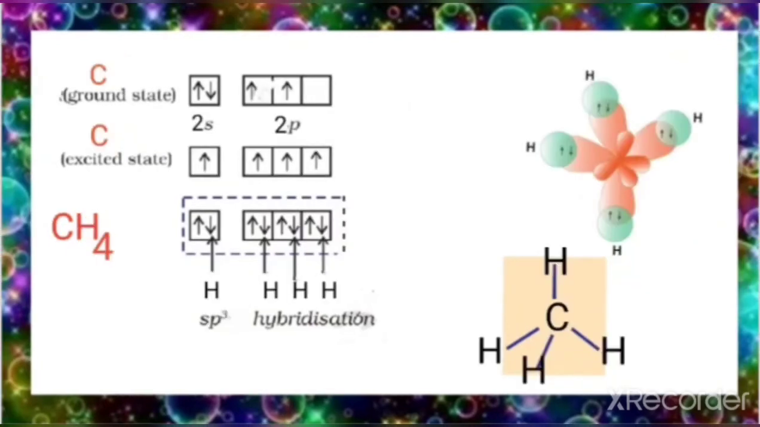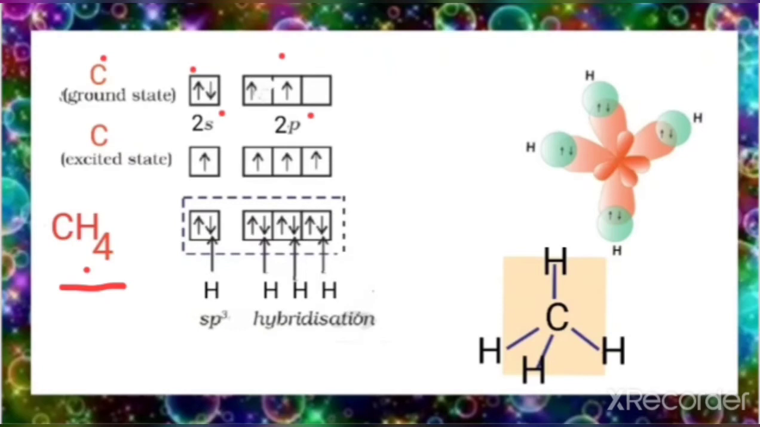Now let us talk about another example, methane. In methane, the formula is CH4, where the central atom is carbon. The ground state electronic configuration for carbon is 1s2, 2s2, 2p2. So that we have made the boxes here. 1s is not taken here, only the outermost shell is considered. So 2s2, 2p2. In order to form bonds with 4 hydrogens, 4 single electrons are required.